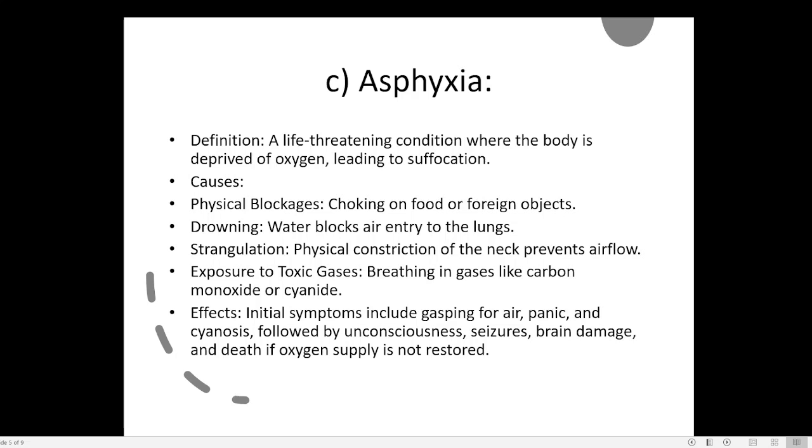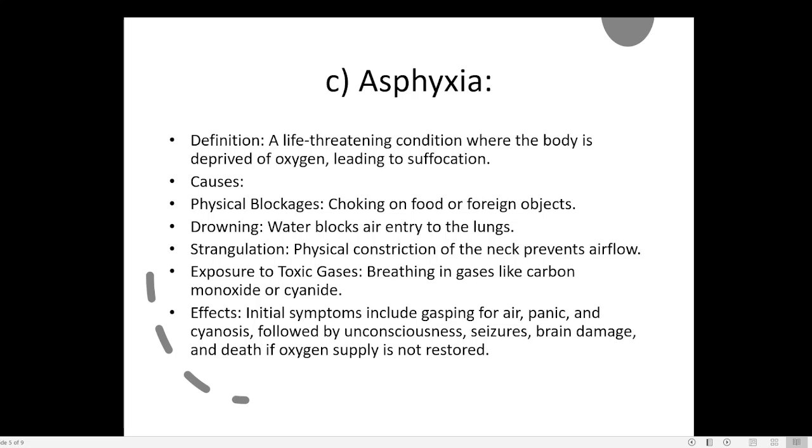Then drowning. For example, when we fall into the water, our body is not designed to take oxygen from water, so we may not be able to breathe. Water blocks air entry into the lungs. So we cannot take in air, and water will block the trachea, bronchi, and small tubes to the lungs, so that the air supply to the lungs is hampered.